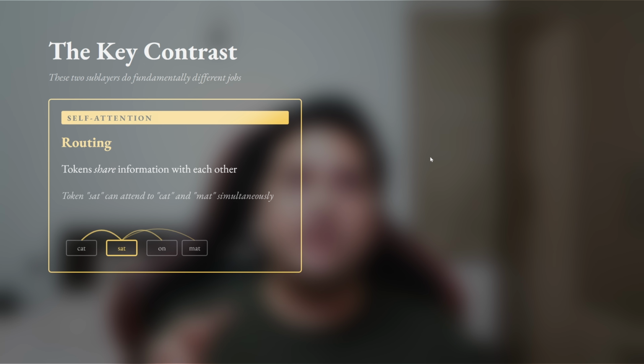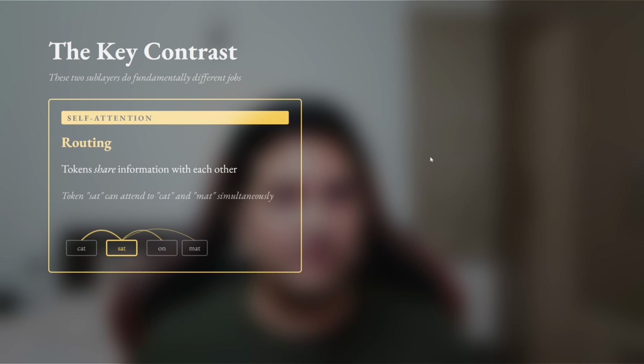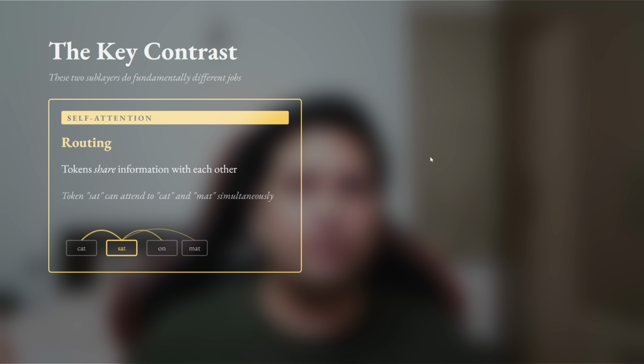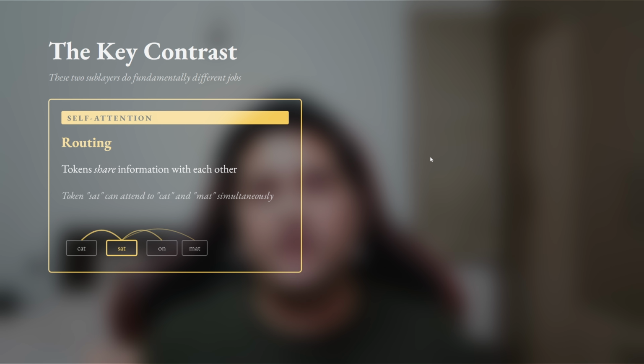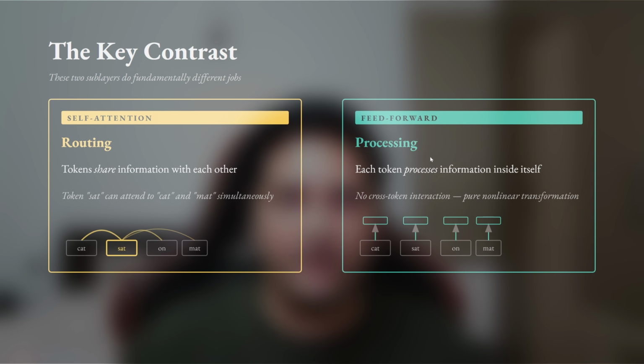The arc in the mini diagram shows exactly that. "Sat" is reaching out to every other position and pulling in what it needs. The output of self-attention for any given token is a weighted mixture of all the token representations in the sentence.